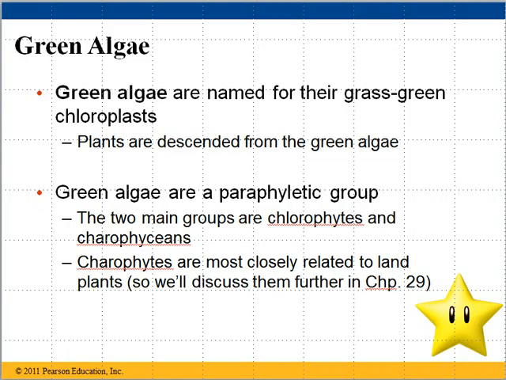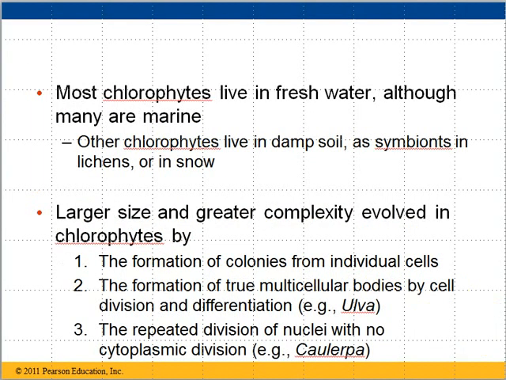The charophyceans or charophytes are very closely related to the land plants, so we're actually going to wait and discuss them in chapter 29 when we talk about land plants. So for the moment of the green algae, we're going to talk about the chlorophytes and look at some examples. Most of the chlorophytes live in freshwater, although there are some that live in the oceans. Other chlorophytes live not necessarily directly in the water, but in damp soil or as symbionts with lichens or even in snow. So again, there's a huge variety of protists, and the conditions they live under is quite wide as well.